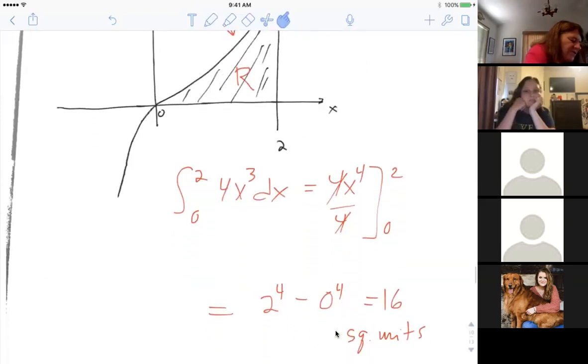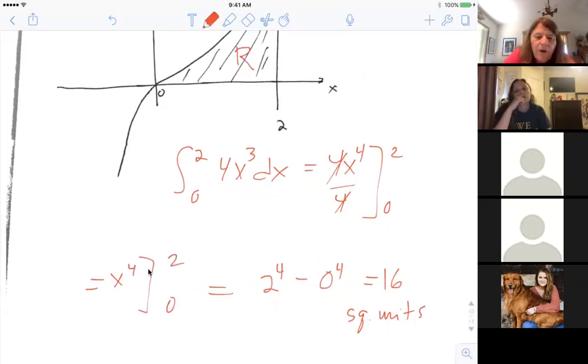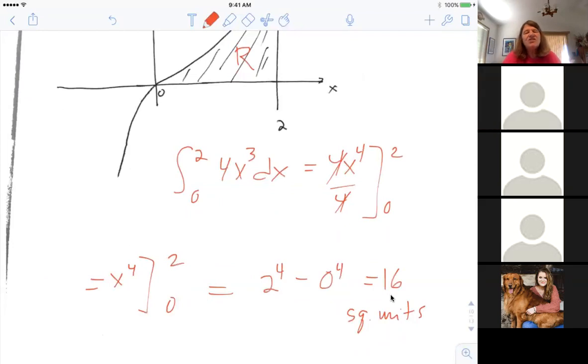The 4's will cancel. Upper limit in first. So you see it's actually going to end up being x to the 4th from 0 to 2. Upper limit goes in first. Lower limit goes in last. We end up with 16 square units. I didn't tell you if it's in inches or feet or whatever, but if it's area, it's square units.